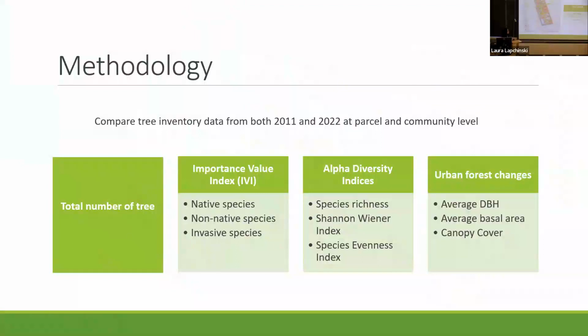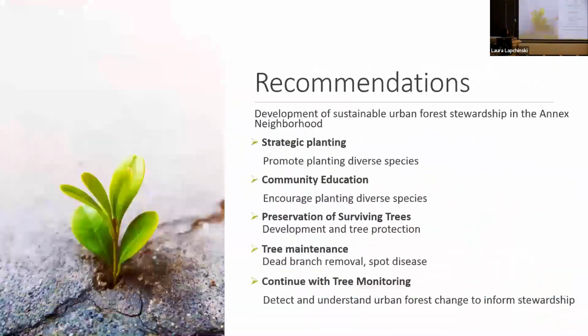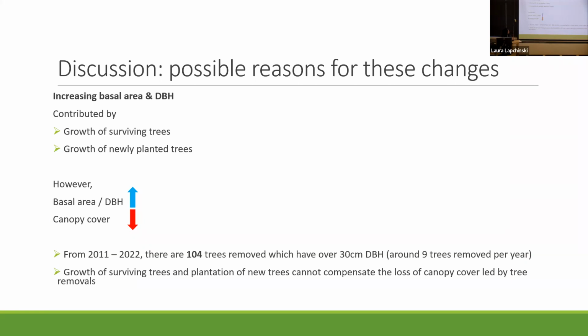Yeah. So we found out that the basal area and DBH increase because we have trees from the past and they keep growing until today. For sure, their basal area and DBH will increase. Besides cutting down the trees, those surviving trees still contribute a large part to the positive change in the basal area and the DBH. But as I mentioned, there are some major large tree removals, so we have 104 trees, so it's around 9 trees removed per year.